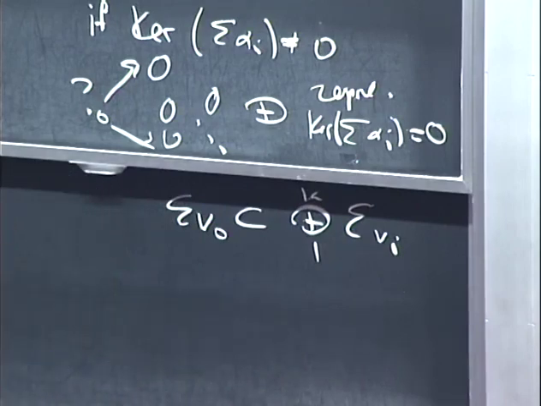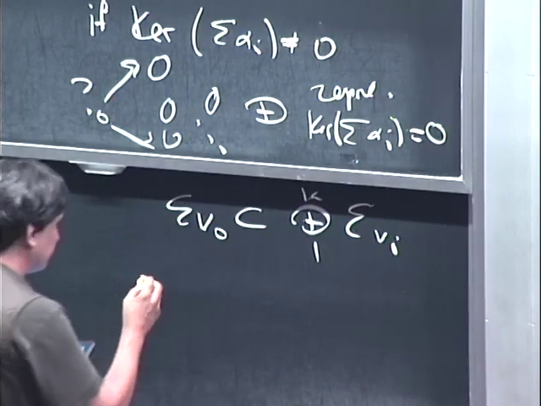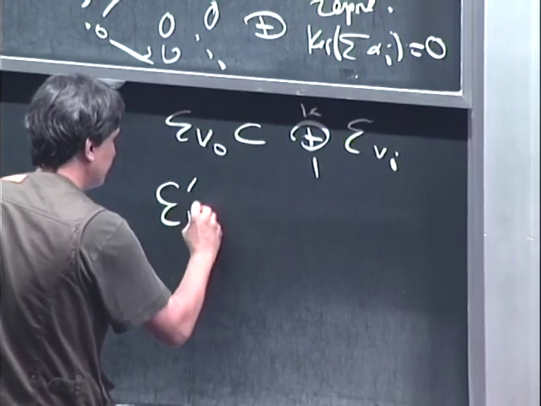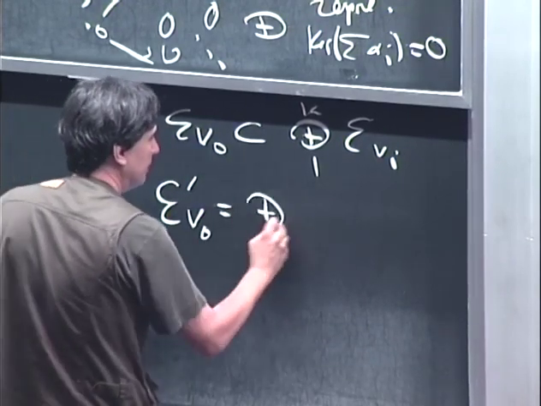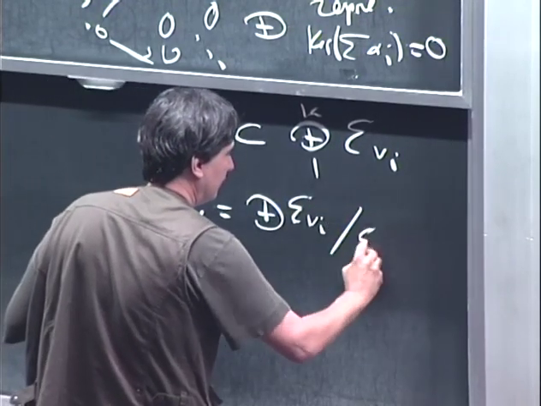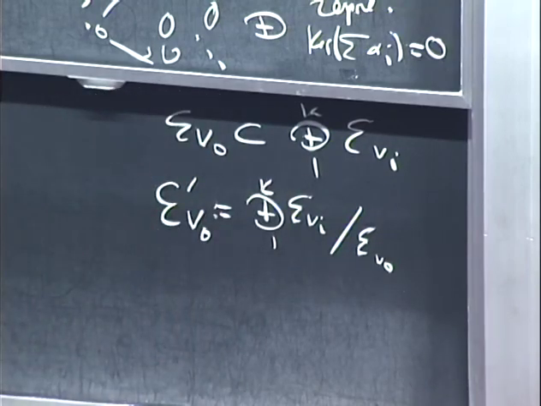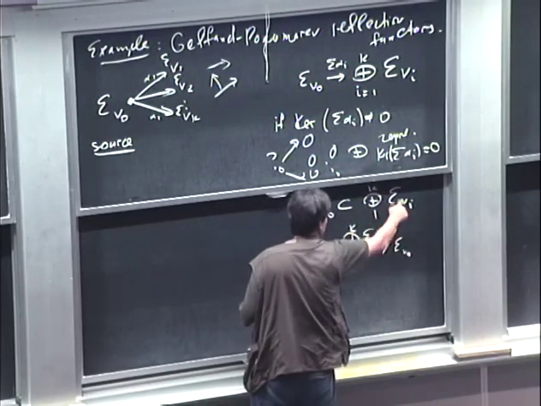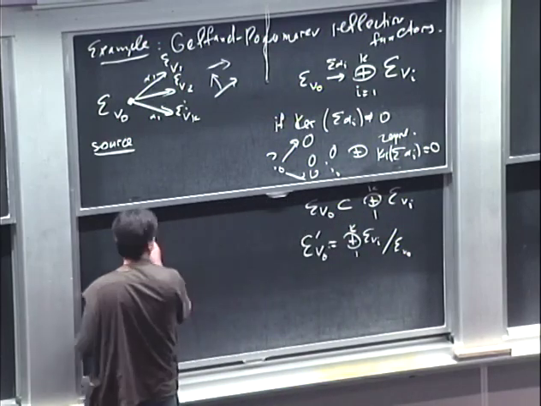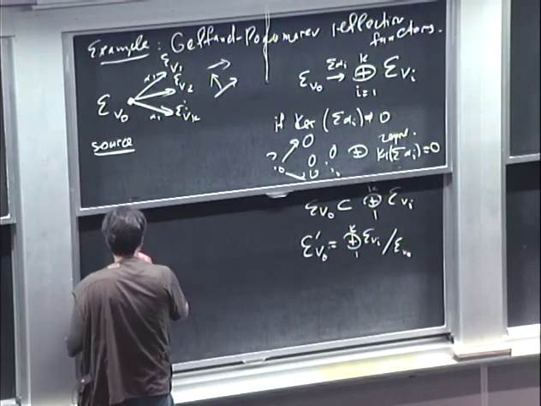And when you get a subspace, you can make a quotient space. So let's denote by E prime V0 the quotient. And then each of these maps here, and you get an epimorphism. Then you get the following thing.